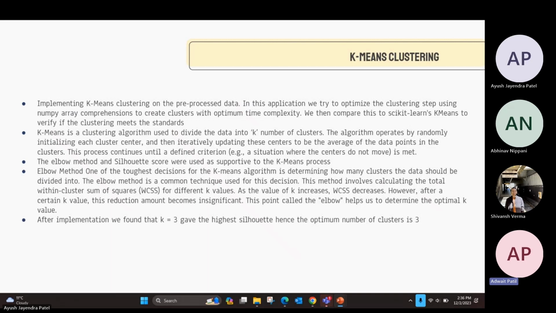Determining how many clusters the data should be divided into is one of the toughest decisions for the k-means algorithm. The elbow method is a common technique used for this decision. This method involves calculating the within-cluster sum of squares, WCSS, for different k values. As the value of k increases, WCSS decreases. However, after a certain k value, this reduction becomes insignificant. This point is called the elbow, which helps us determine the optimal number of clusters that our data should have. And after implementation, we found that three was the optimal number of clusters for our k-means clustering.